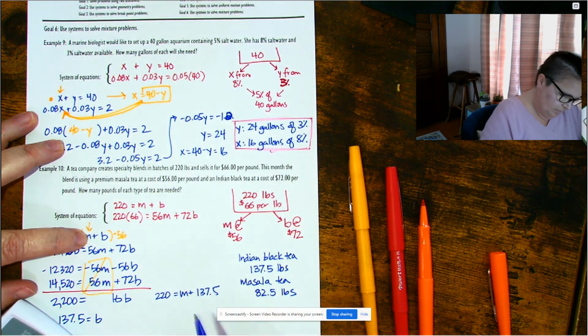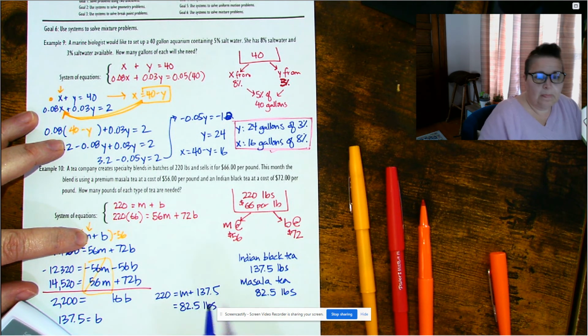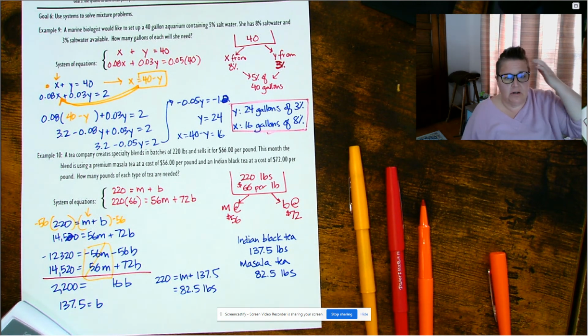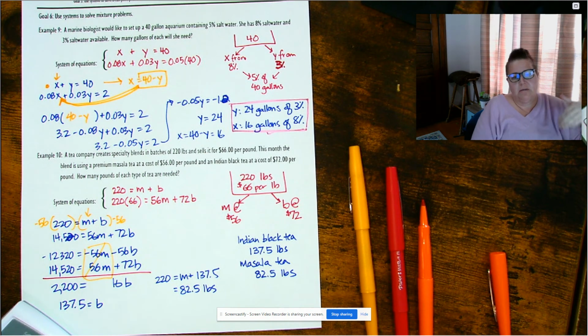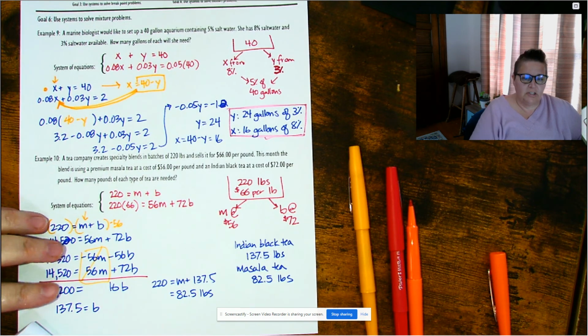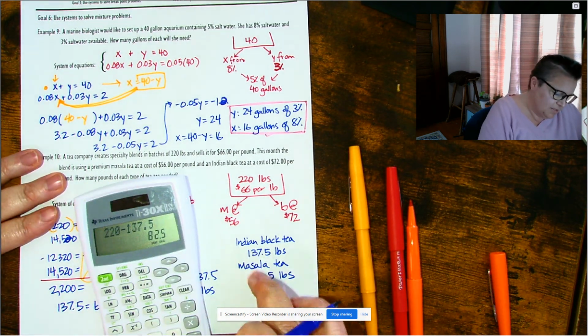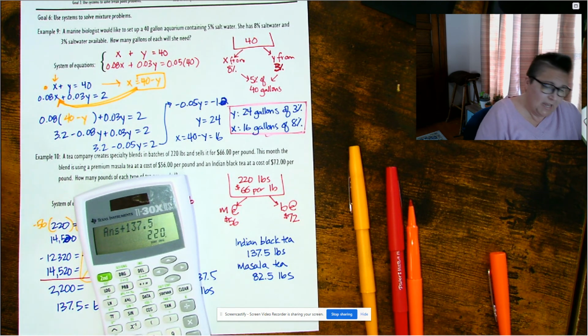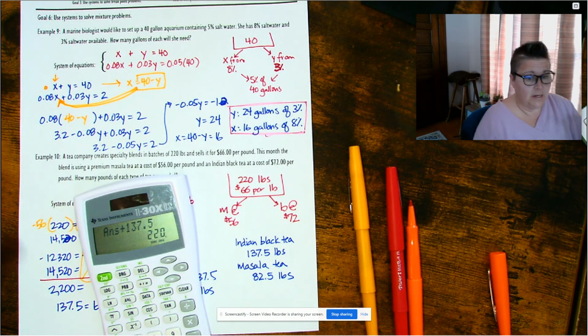Okay, so I think I have it. How many pounds of each type of tea are needed? I think I know the Indian black tea is 137.5 and the masala tea is 82.5. Now to check that, I want to add these two together, 82.5 plus 137.5, and make sure that I get the 220-pound total that I was in need of, and I did.